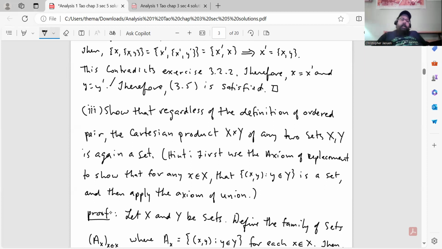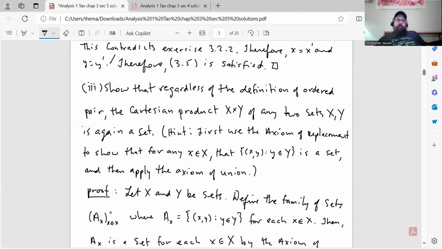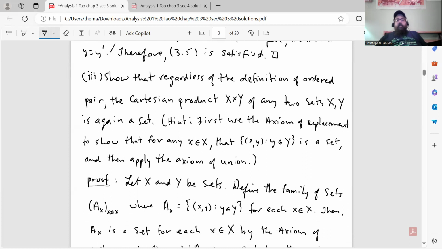Okay, last part of question number 1. Show that regardless of the definition of ordered pair, the Cartesian product X times Y of any two sets X, Y is again a set. And he gives a hint here. He says first use the axiom of replacement to show that for any x in X, the set containing the ordered pairs (x, y), where y is an element of Y, is a set, and then apply the axiom of union.